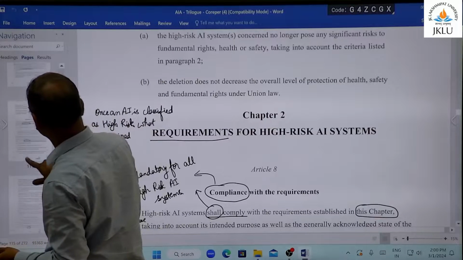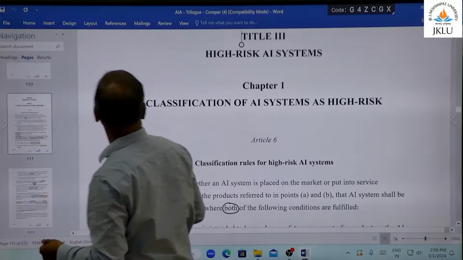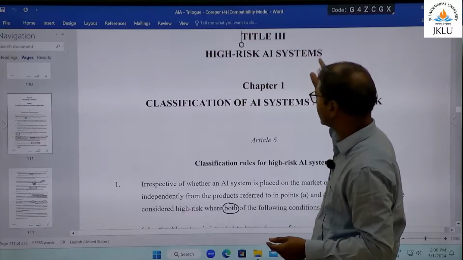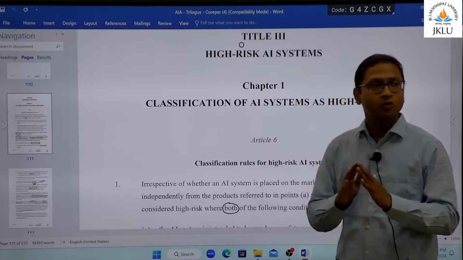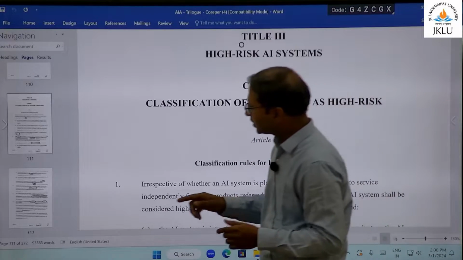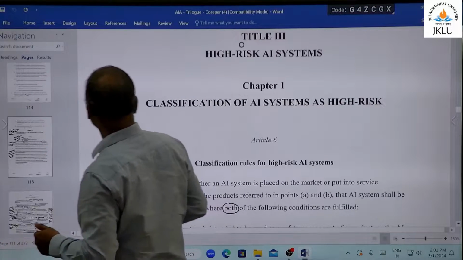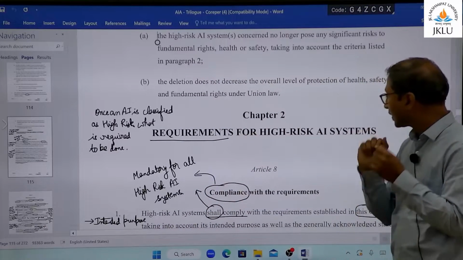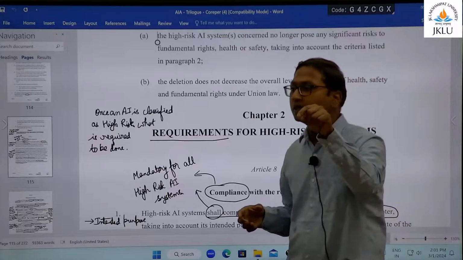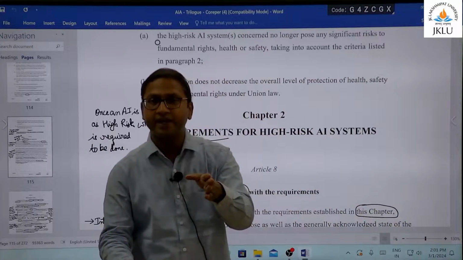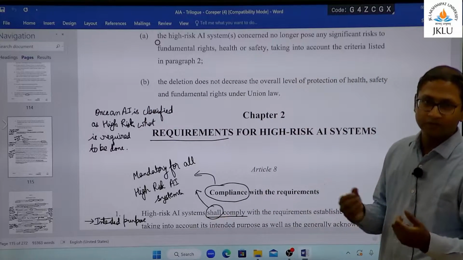So this is where you have title 3, high risk AI systems. Chapter 1 was the classification. So they told us what the high risk AI systems are, and now in chapter 2 we are talking about the requirements of a high risk AI system. That means once you know that a particular application is classified as high risk AI, what should be done with that?